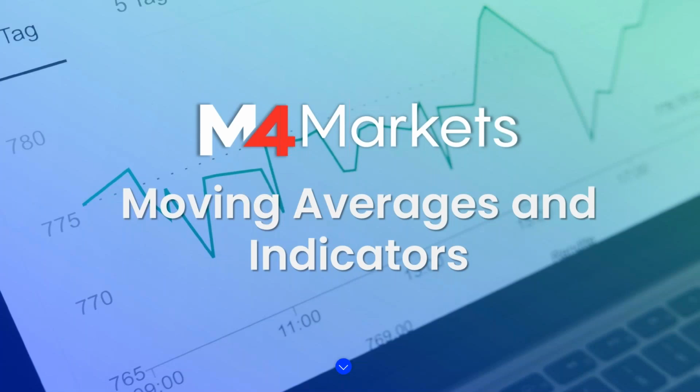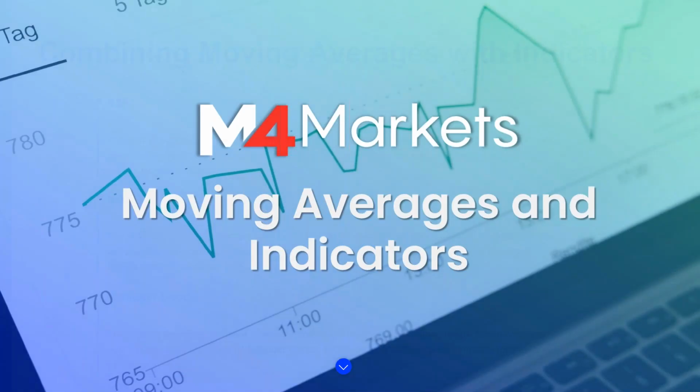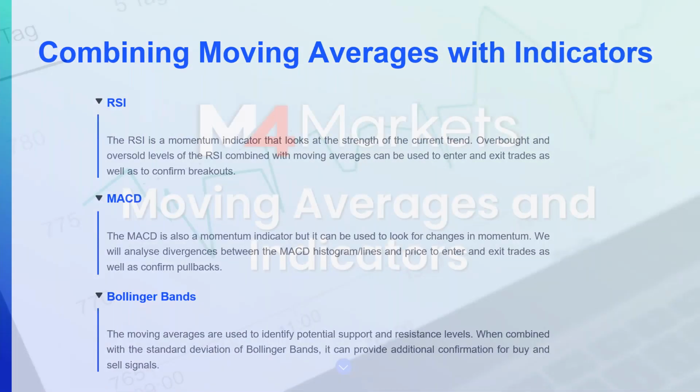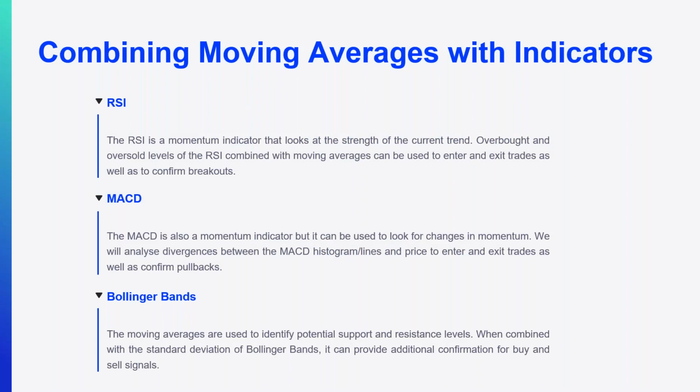Now, let's combine confirmation, which we talked about, with the moving averages and the indicators. We're going to talk about the RSI, the MACD, and the Bollinger Bands, because they all do something different. The RSI is a momentum indicator, and so is the MACD, but we're looking at them to generate different signals for us. The RSI looks at the strength of the current trend, or the weakness, of course.